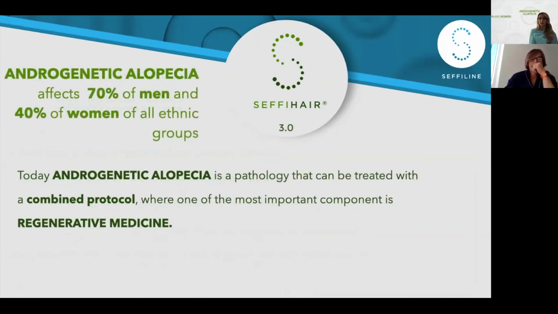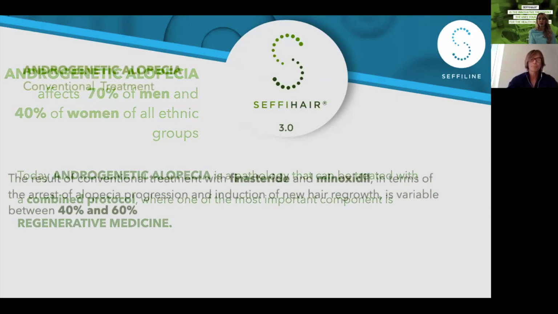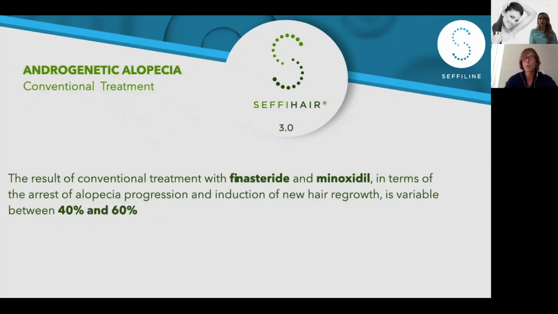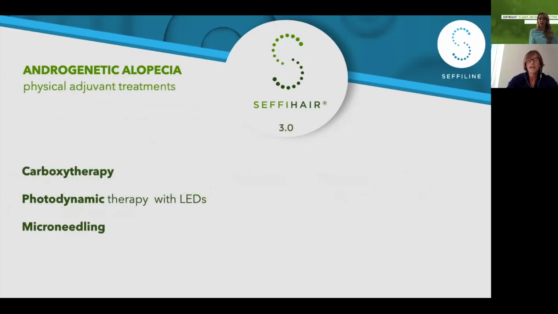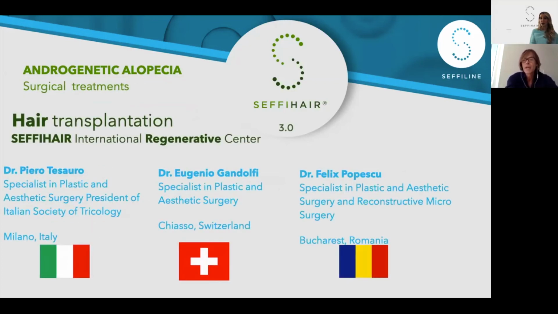Of course, in this case, androgenic alopecia can be treated with a combined protocol, but the most important component is regenerative medicine, the center of all the other kinds of therapy. It is the most effective and the most safe therapy. Of course, you have the conventional treatment with finasteride and minoxidil, and also physical adjuvant treatments like carboxytherapy, photodynamic therapy, and microneedling, and also regenerative therapy. You can use regenerative therapy also combined with hair transplantation.